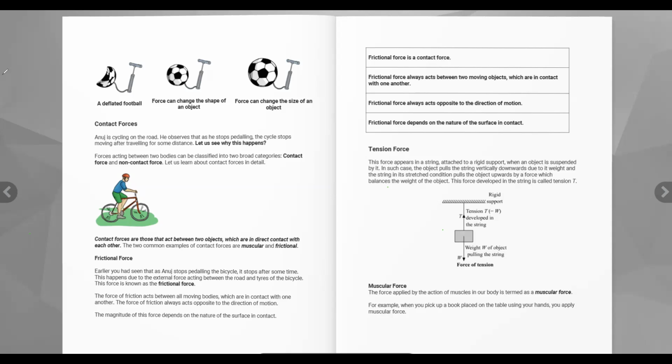Means due to the weight of the object, it is exerting downward pressure. But the string, which is in its stretched condition, balances the weight of the object or the pull of the gravitational pull. So we can say that T equal to W, which means tension force equal to weight of the object. Okay, very good.